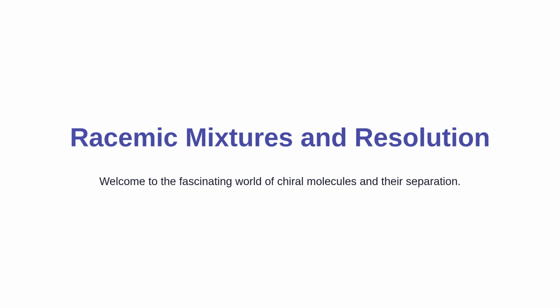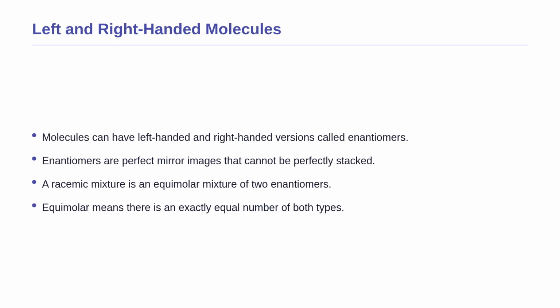modern science. Now that we know our topic, let us start with a simple analogy. Imagine you work in a shoe factory and a machine accidentally dumps thousands of left and right shoes into a giant bin. If you pull one out at random, you have an equal chance of getting either. In chemistry, molecules can also have left-handed and right-handed versions called enantiomers. They are perfect mirror images but cannot be stacked perfectly on top of each other.